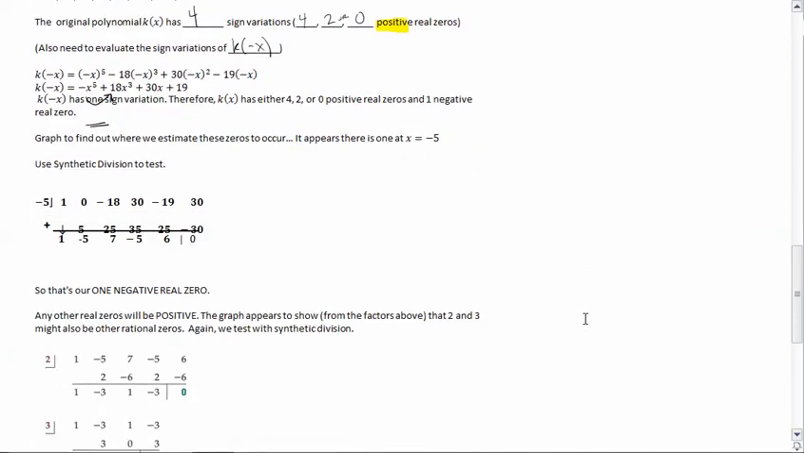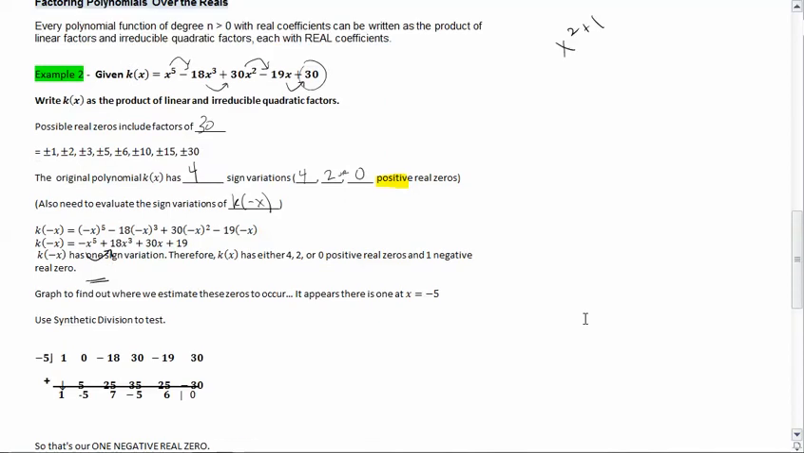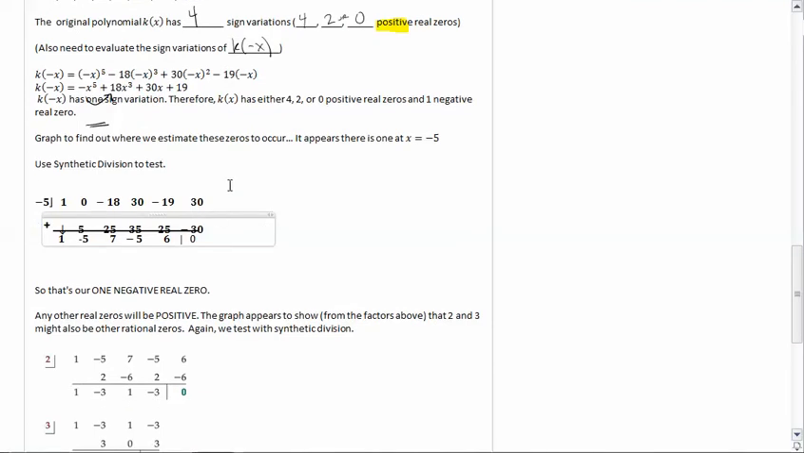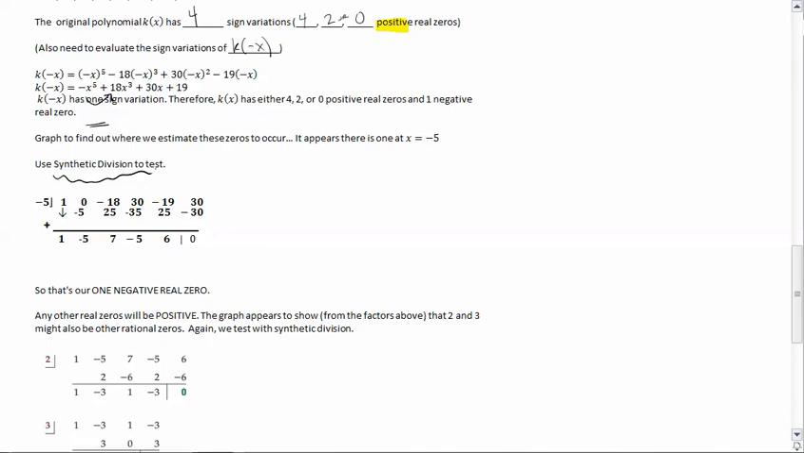So we can graph this to find out where we think these zeros might occur. It appears we have one at x equals negative 5. We're looking at the options from our factors as our possible options. To test this, we're going to use synthetic division. We want to see if f of negative 5 equals 0, so we want our remainder to be 0. We do the synthetic division for negative 5 with that original polynomial. Don't forget to fill in your zeros wherever you had zeros. And we end up with 0 as our answer.